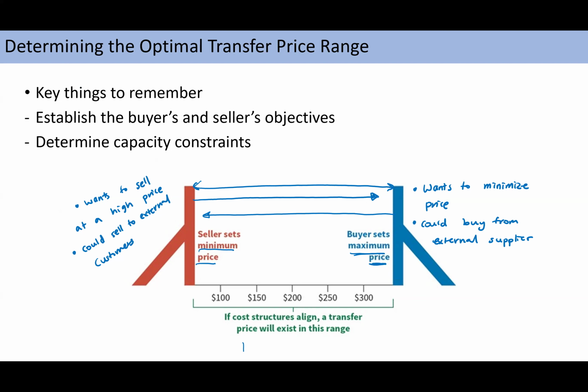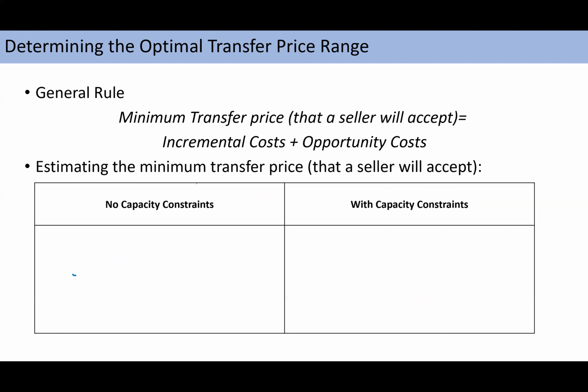Next, we have to think about the capacity constraints of the seller when determining the optimal transfer price. So this is an important slide. So here we want to know what would be the minimum transfer price that a seller will be willing to accept. The general rule is that transfer price will be equal to the incremental cost of producing the product plus the opportunity cost of the seller, which is related to the capacity constraint of the seller.